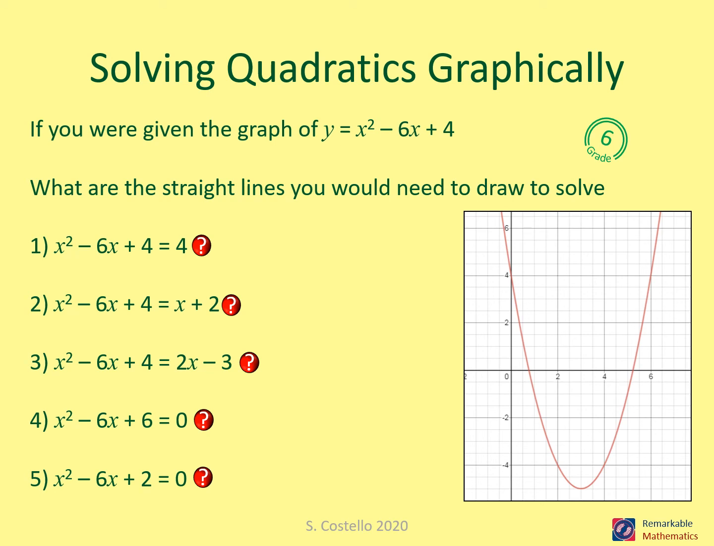So if you were given the graph of y equals x squared minus 6x plus 4, what are the straight lines you would need to draw to solve these? You're not being asked to actually find the solutions, it's just confirming that we know what lines we're drawing. The first three are fairly straightforward. The last two, you need to think about. So have a go at that, pause the video. Once you think you've got it, come back and we'll get the answers.